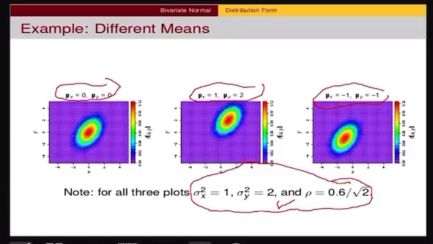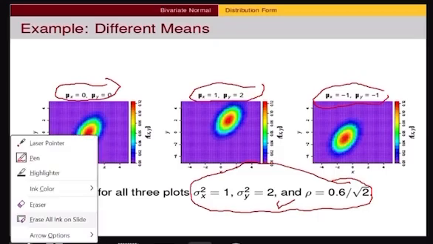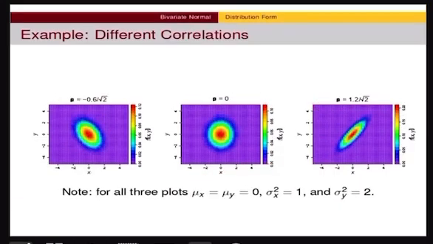Okay, now this is testing different means. Now, what if everything remained the same and I'm only testing different correlation? Where the correlation is this. That's what I have. The correlation is negative. Are you surprised? Look at the direction. When the correlation is 0, that's what I have. When the correlation is positive, that's what I have.